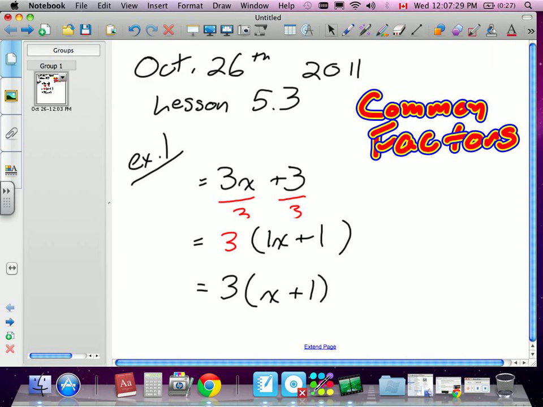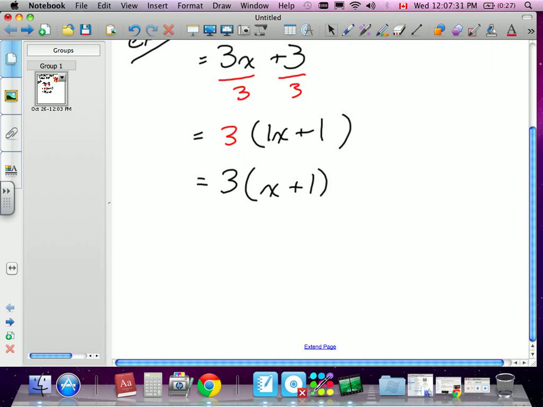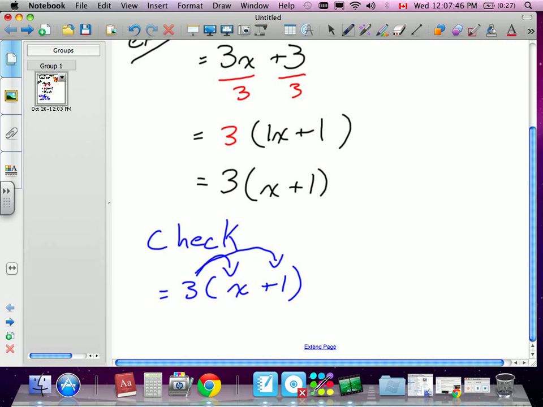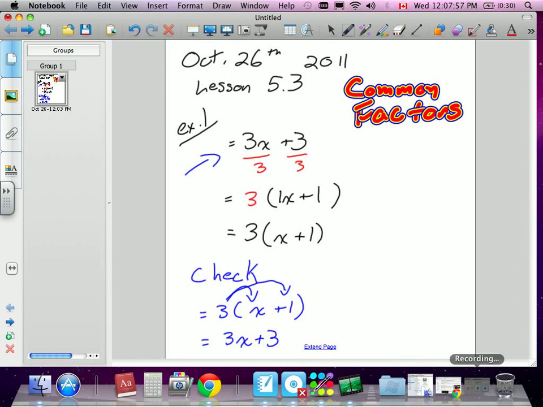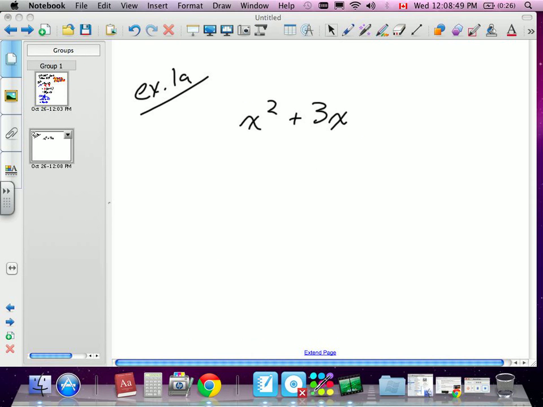So what that means now, I'm going to take that answer. This is to check. We just learned distributive property. I take my answer and I do the reverse. Factoring is the reverse of expanding and simplifying. I multiply 3 by both terms. What do I end up at? 3x plus 3, which is exactly what we started with. So that is a way we could check our answers. Okay, we have another example here.